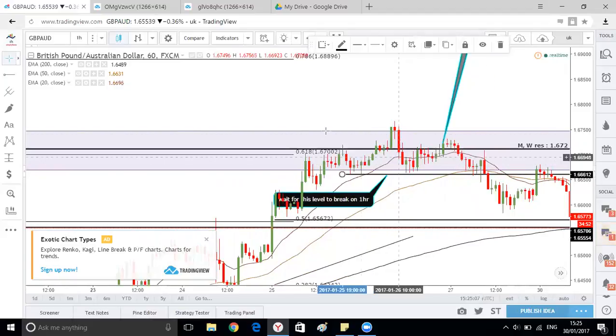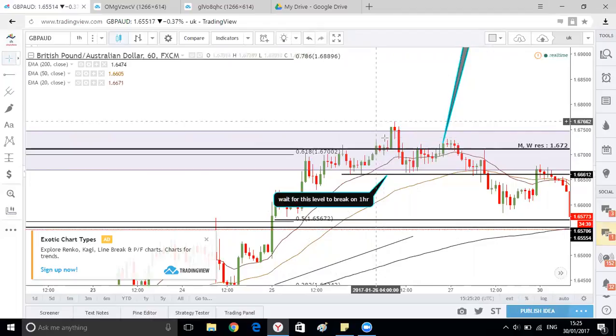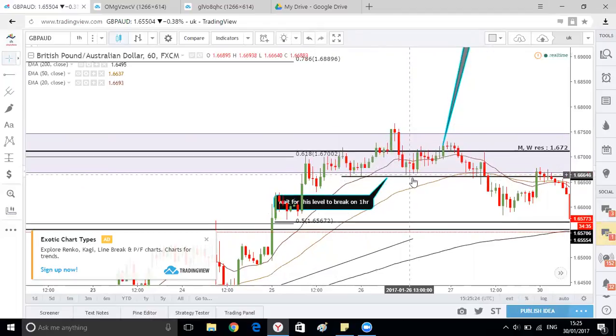you can see the 6.18 fib. If you did enter around here, you know what would have happened? You would have got stopped out, because with GBP pairs, it moves quite fast. This went up about 60 pips. So it did come back here, touched it, and rejected to go down. I was watching this pair, and then it went back up.